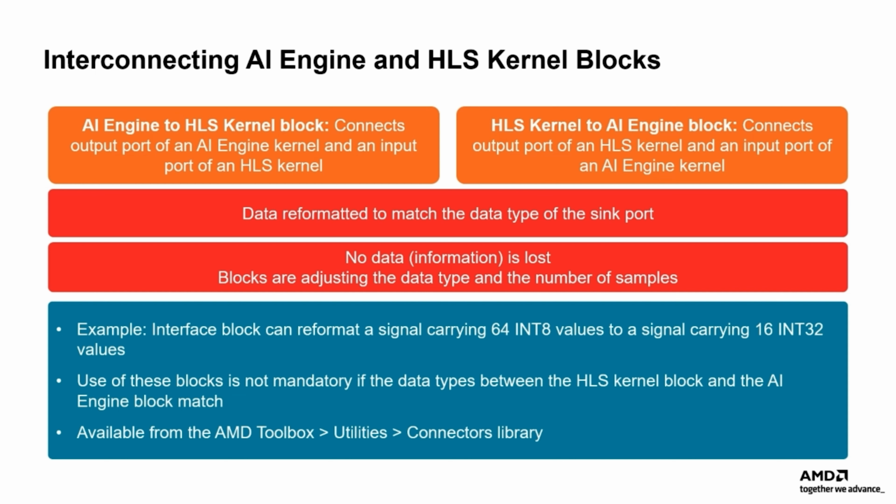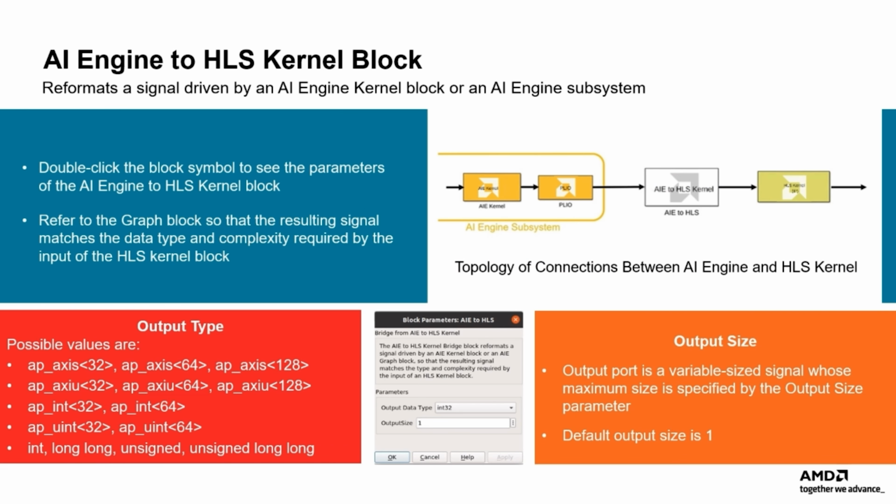The AIE to HLS kernel block reformats a signal driven by an AI engine kernel block or an AI engine subsystem. For example, if the AI engine kernel output port is of type CN16 and the HLS kernel is of type AP-Access64, for the resulting signal to match the data type and complexity required by the input of the HLS kernel block, you would use an AIE to HLS kernel block with the parameter output type set to AP-Access64.